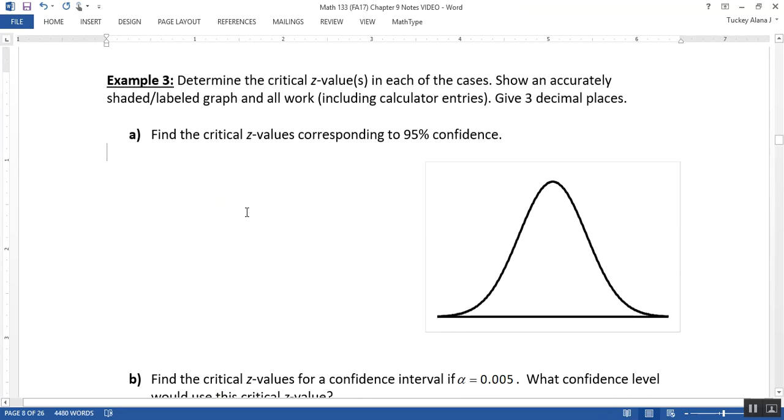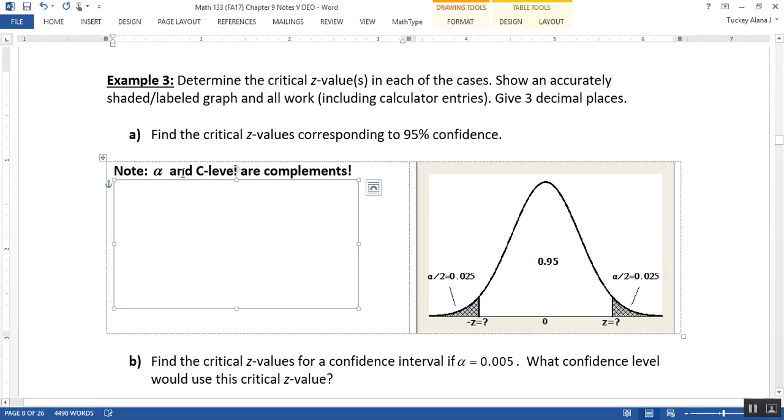Find the critical z values in each of the following cases. I'm going to show my work, label my picture, all that good stuff. So I'm going to find the critical z values for 95% confidence. Well, remember, if you have the middle being 95%, that means that there's 5% left over for the two tails. So let me copy and paste that in.